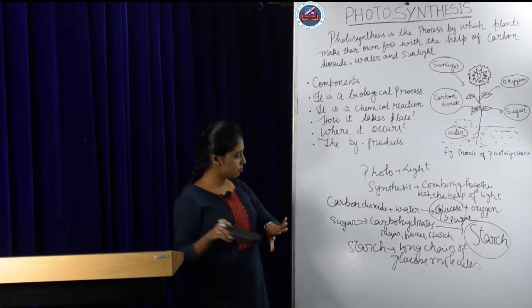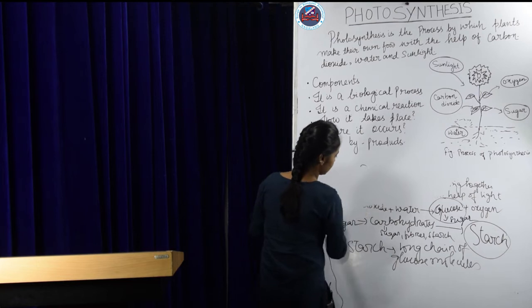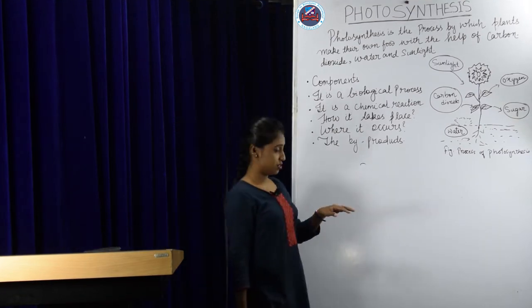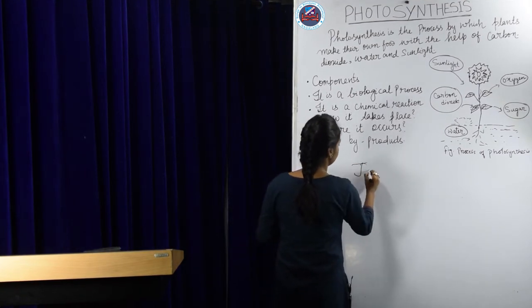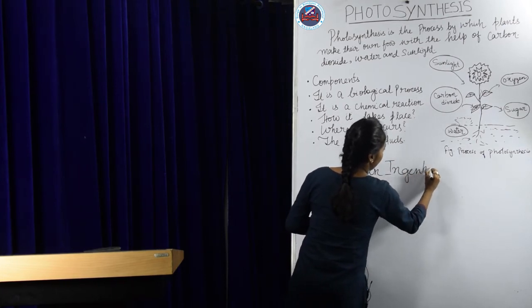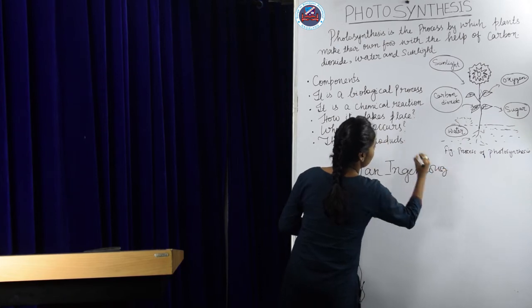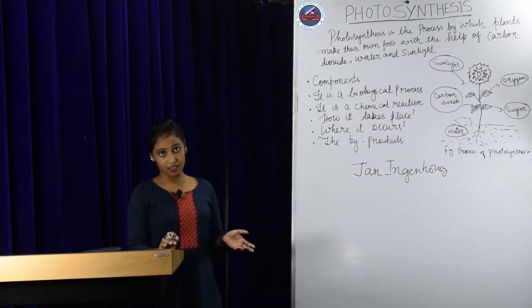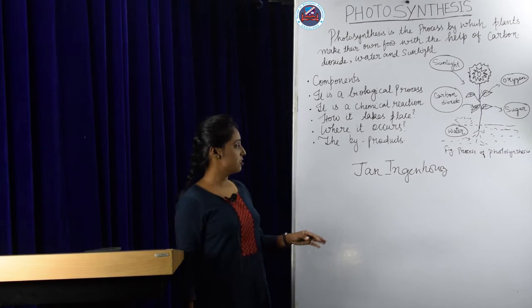Interestingly, let me also say who discovered photosynthesis. The process of photosynthesis was discovered by Jan Ingenhousz, who was a British scientist. He discovered this process of photosynthesis.